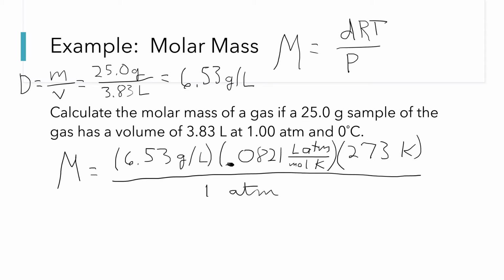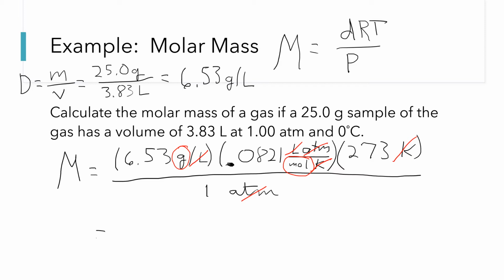All right, let's check out our units here really quickly. We have atmospheres in the very top and atmospheres in the bottom that are going to cancel out. Our kelvins are going to cancel out with our kelvins. Liters are going to cancel out with divide by liters. So the only units that we're going to have left are grams divided by moles, which is perfect. Molar masses should be grams divided by moles.